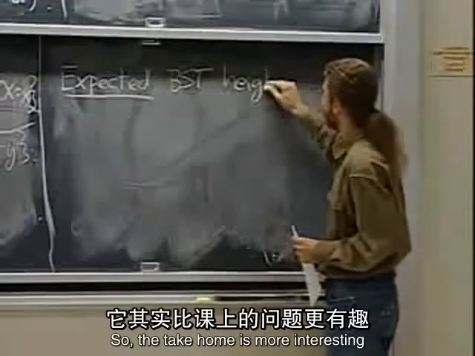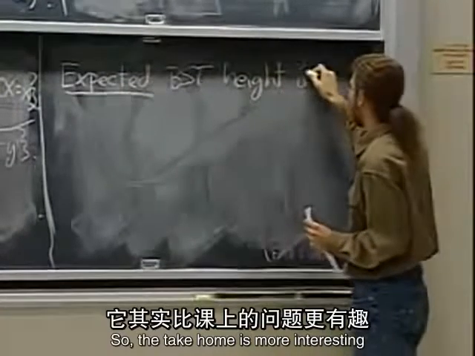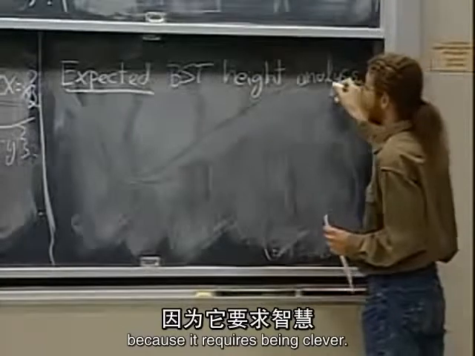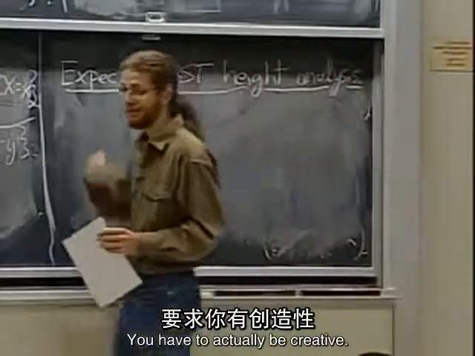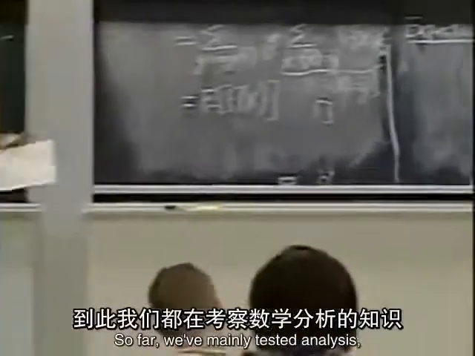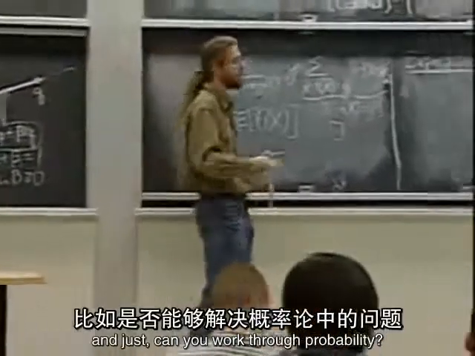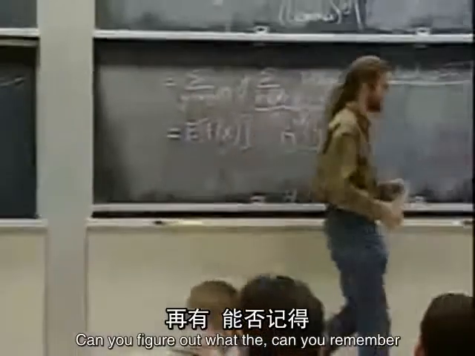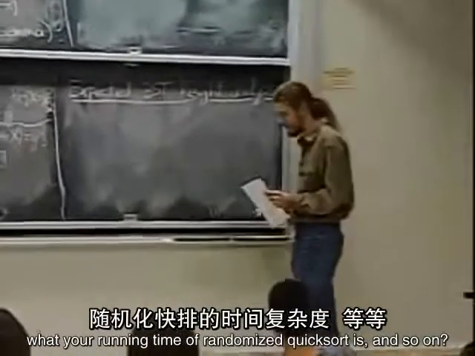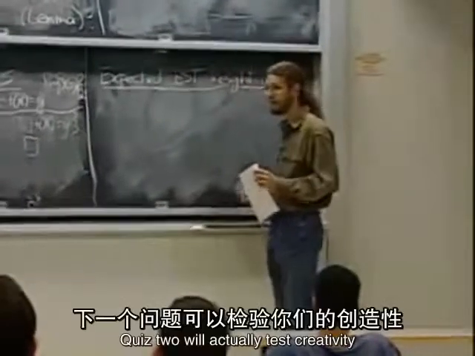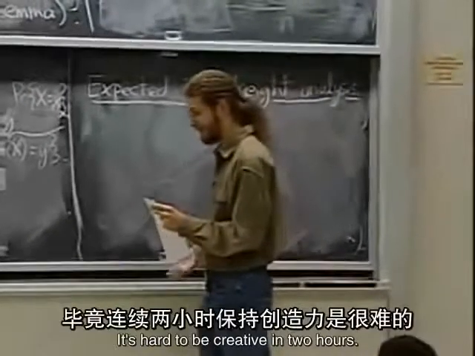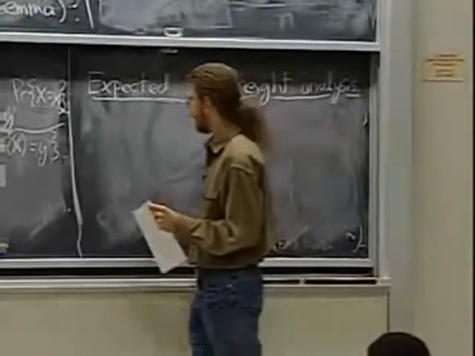So the take-home is more interesting because it requires being clever. You have to actually be creative, and that really tests algorithmic design. So far, we've mainly tested analysis: can you work through probability, can you remember what the running time of randomized quicksort is, and so on. Quiz 2 will actually test creativity because you have more time. It's hard to be creative in 2 hours.